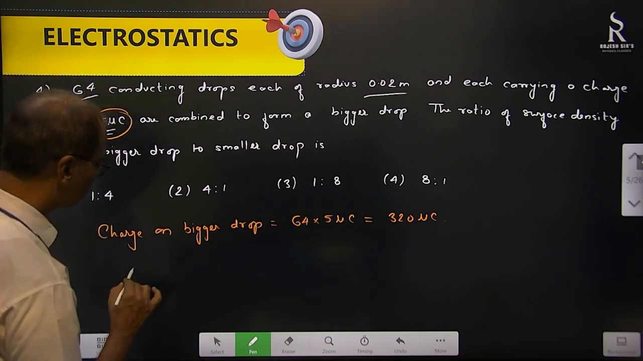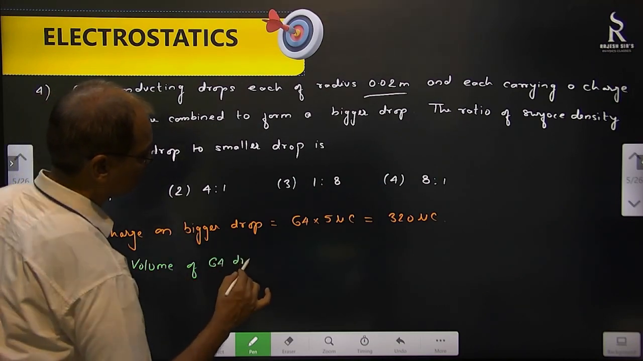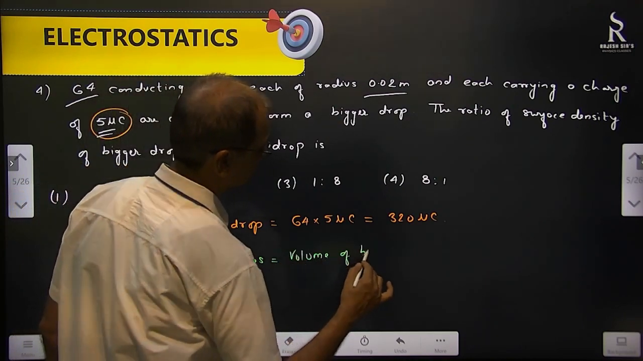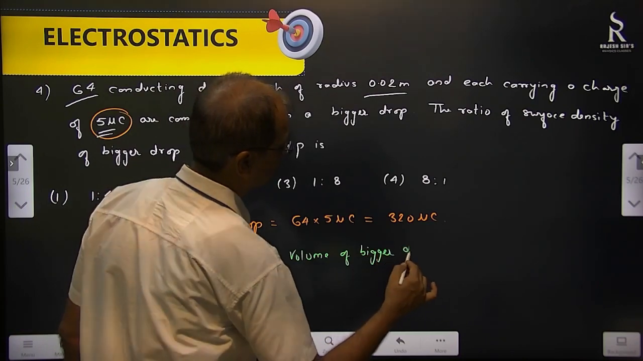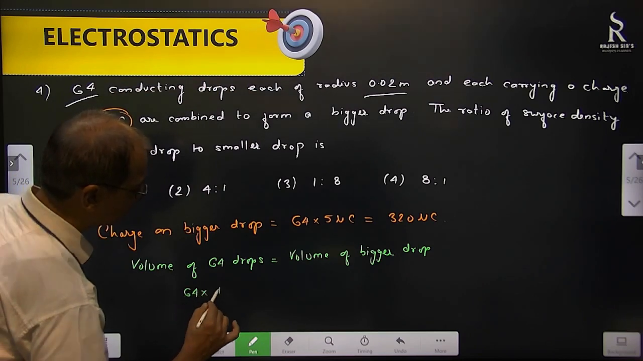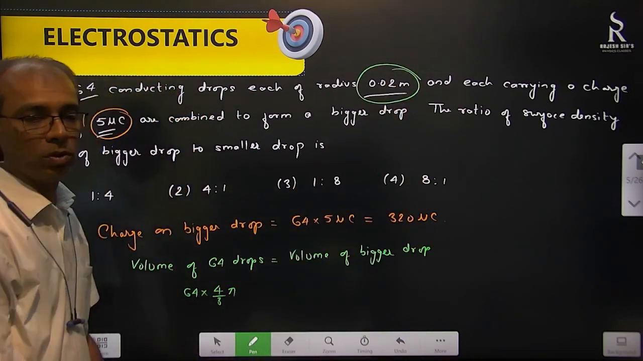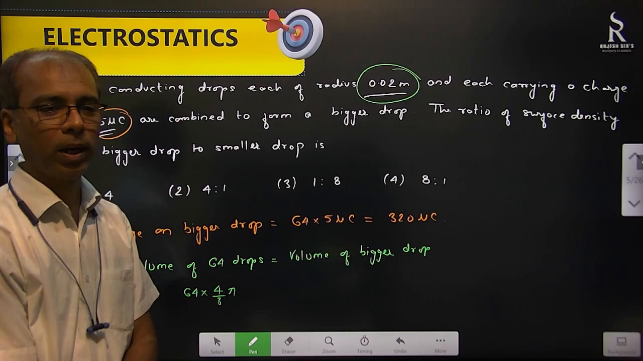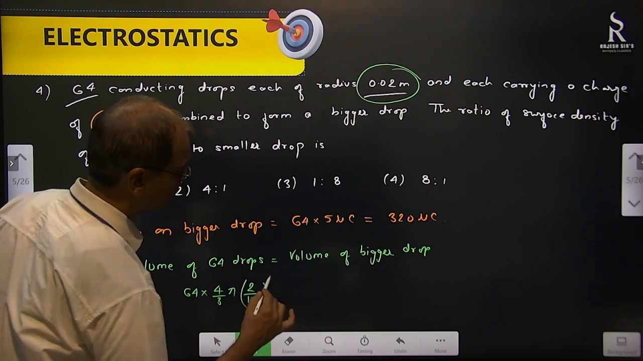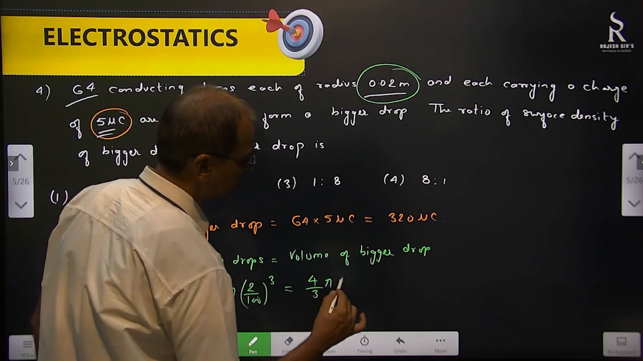And now I am saying the volume of 64 drops is equal to the volume of the bigger one. Okay. Volume of 64 drops equal to volume of bigger drop. And what is volume? 4 by 3 pi r cube. Remember that. So 64 into 4 by 3 into pi into r cube. What is r? 0.02. 0.02 means 2 by 100. So I'll write 2 by 100, cube, equal to volume of bigger drop, say 4 by 3 pi capital R cube.